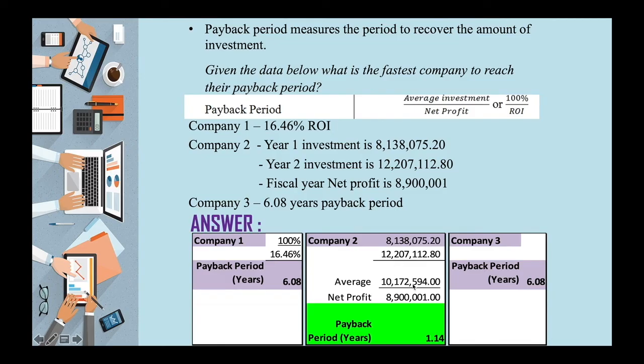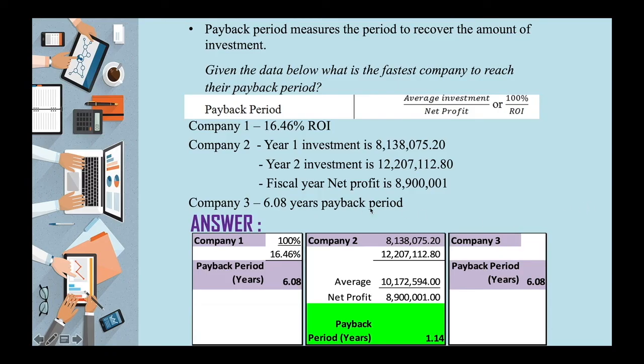Meaning to say, ang gagamiting formula is this one, the first one. Divide natin sa net profit na 8.9, given dito sa fiscal year daw. So, divide natin tong dalawa, it will give us 1.14 payback period in years. So, 1.14 years lang, convert nyo na lang yung 0.14 into months. Yung 1.14 years, matatapos na, payback na tayo, balik na. Yung mga months or years after that time is for profit na yon.